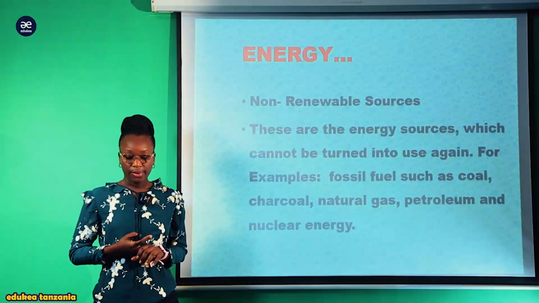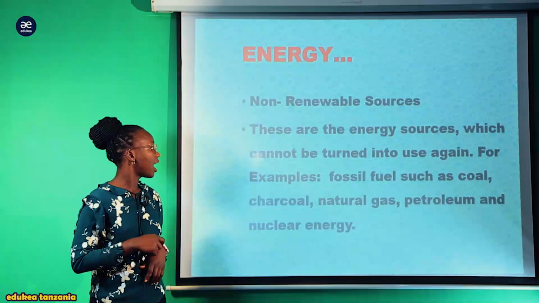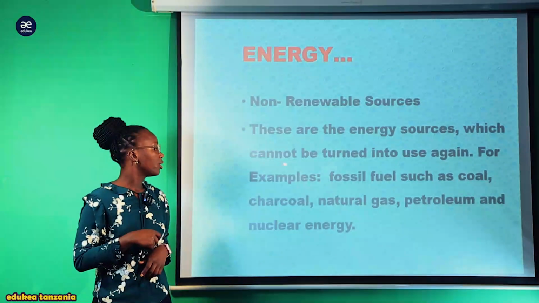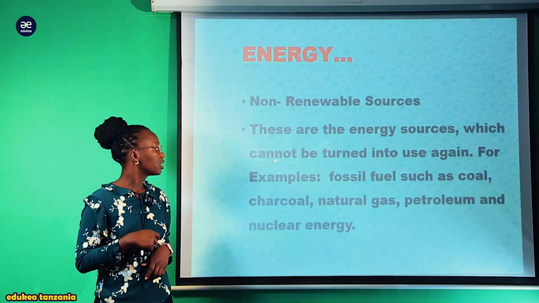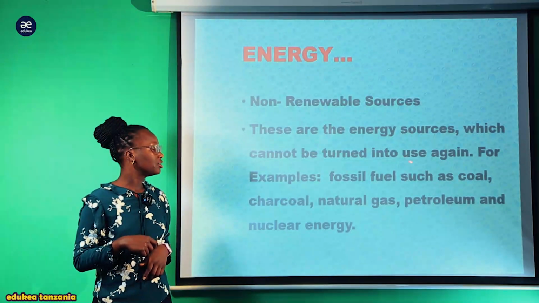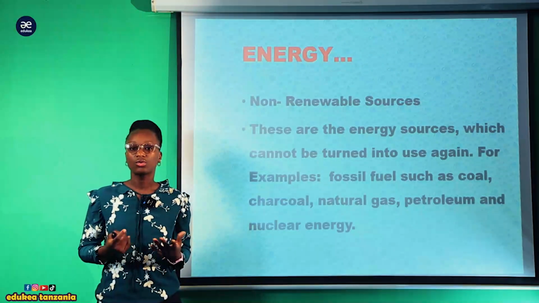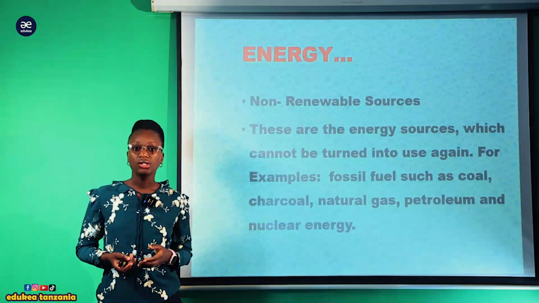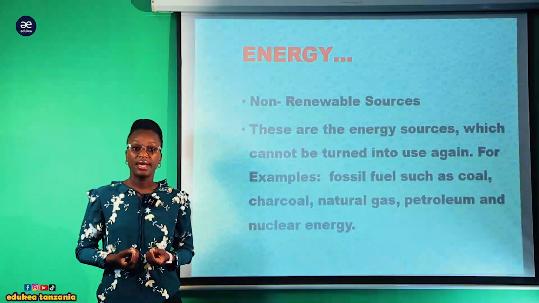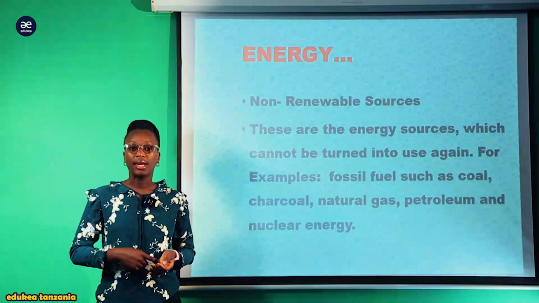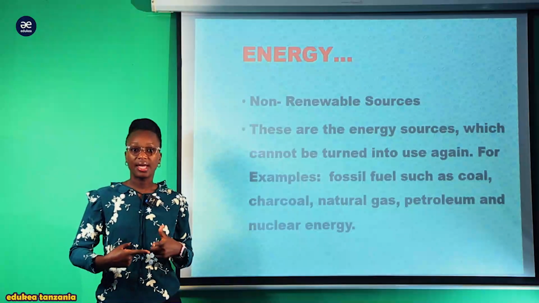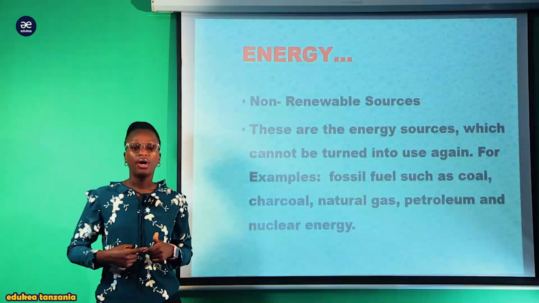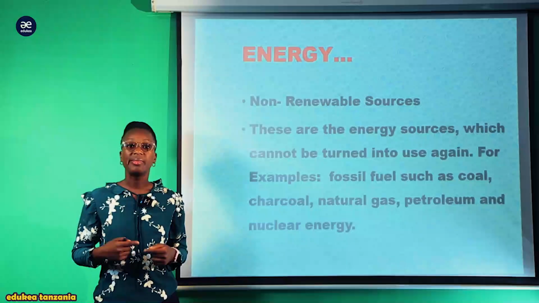So when we say non-renewable resources are the energy sources which cannot be turned into use again, mean that haiwezi kutumika tena. After being used, ndo basi tena you can't replace them. So you can see you are using them but no replacement, they cannot be renewed.